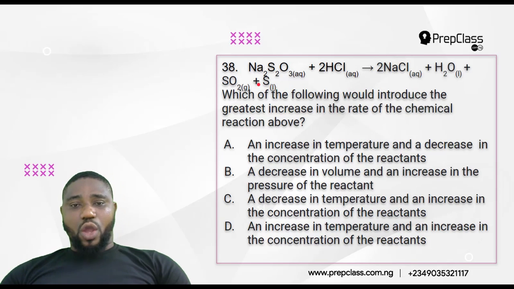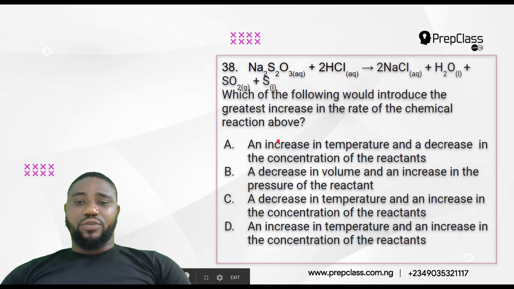38. Which of the following would introduce the greatest increase in the rate of the chemical reaction above? This is reacting with HCl to give NaCl, water, sulfur dioxide and sulfur. Which of them will give the greatest increase in the rate of chemical reaction? Very simple. A. An increase in temperature and a decrease in concentration of the reactant. No. An increase in temperature, yes, will increase the rate of the reaction, but a decrease in concentration of reactant will reduce it. So increase and reduce. No. We are looking for increase.